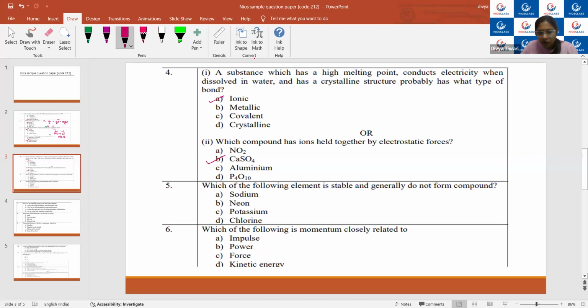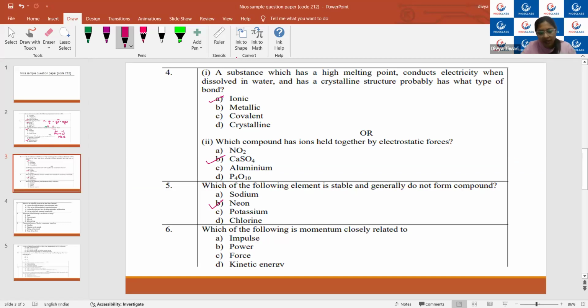If we go to sodium, we know that there is always 1 electron present in the outermost shell. In potassium also, and in chlorine the valency is 7 electrons and it wants to take one. Only neon, which is an inert gas, has the outermost shell with 8 electrons. So B, among the three, will be the element which is stable and will not prefer to make any kind of compound with any of the other things.